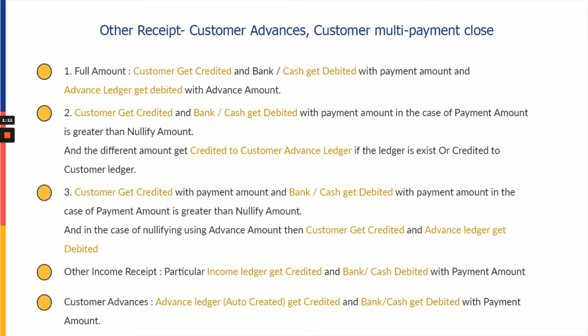Number 4. Other income receipt. The particular income ledger gets credited and bank cash gets debited with the payment amount. Customer advances. The advance ledger, which is auto created, gets credited and bank cash gets debited with the payment amount.